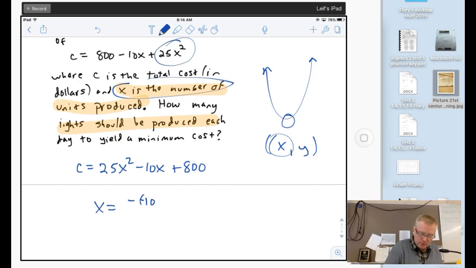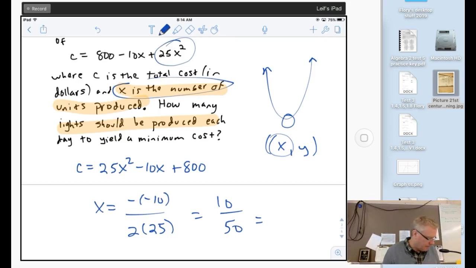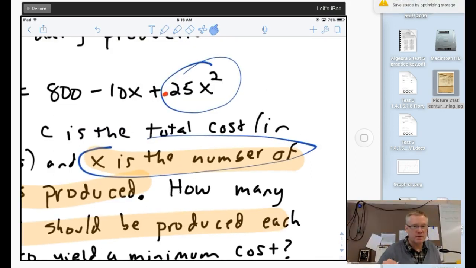So I got a double negative, that'll become positive, over 2 times a. So that's 10 over 50, which gives me 1/5, which is, so sorry, I had a huge typo. Instead of being 25, it should have been 0.25.